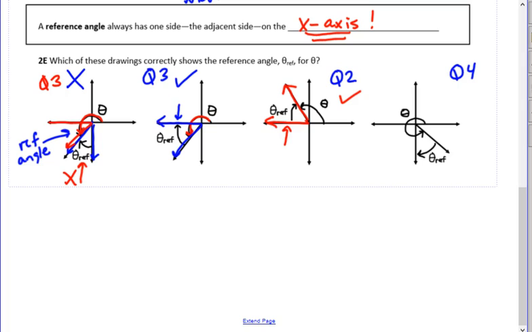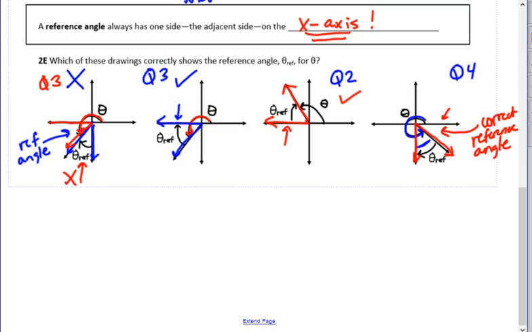okay, so we have an angle drawn all the way around here. The reference angle is marked in here. Does that angle have one side on the x-axis? No, it doesn't. The correct reference angle should be right here. It should be with one side on the x-axis.